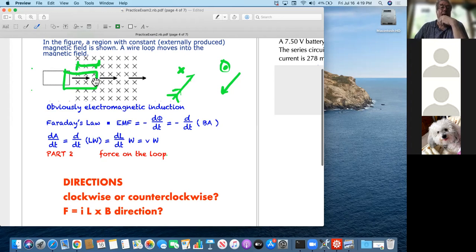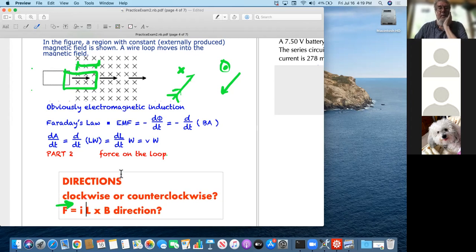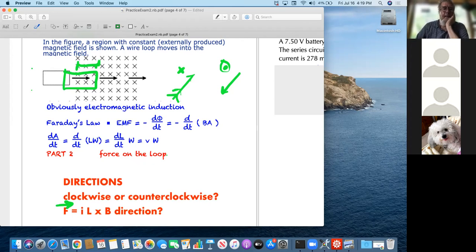And then the other part is to calculate the direction of the force. Here we have a wire going through a magnetic field with a current. Current will be the EMF divided by the resistance. There'll be a force. The force on a wire with current I, and the vector is in the L direction, is, in this case, I don't know if this is clockwise. If this is counterclockwise, let's see.